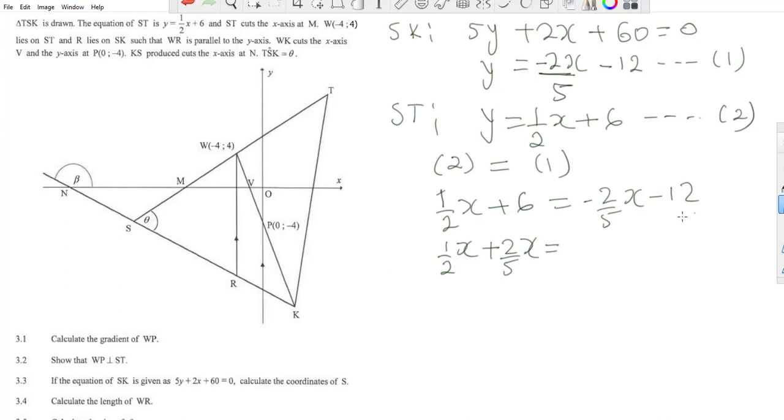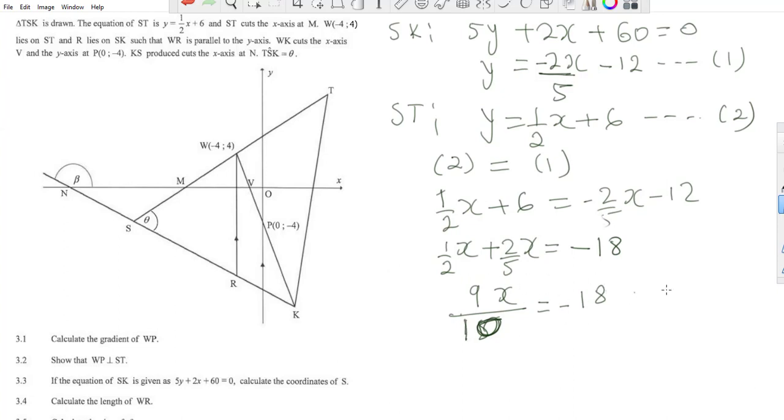When you transpose the 6 side will be minus 18. Okay, so we got minus 18. Now when you add these two, you have a 5, and then we'll have a 9x. Therefore we have 10, sorry, we'll have 10.